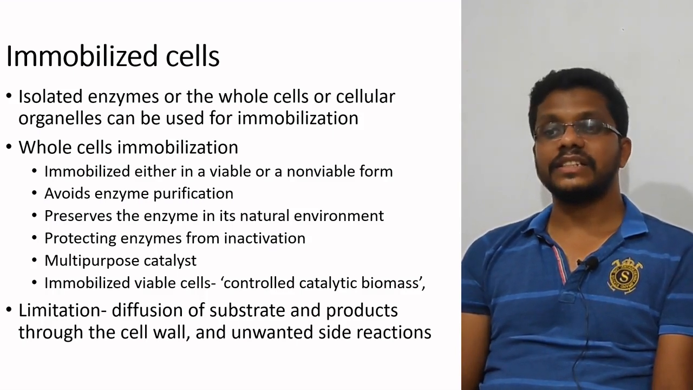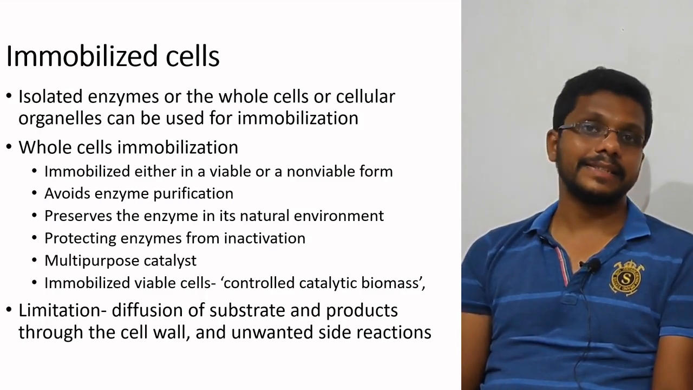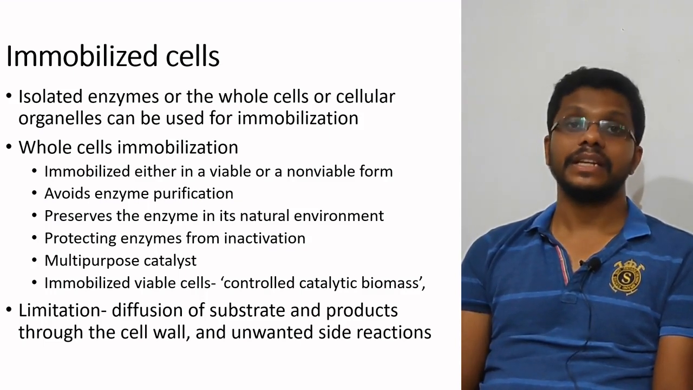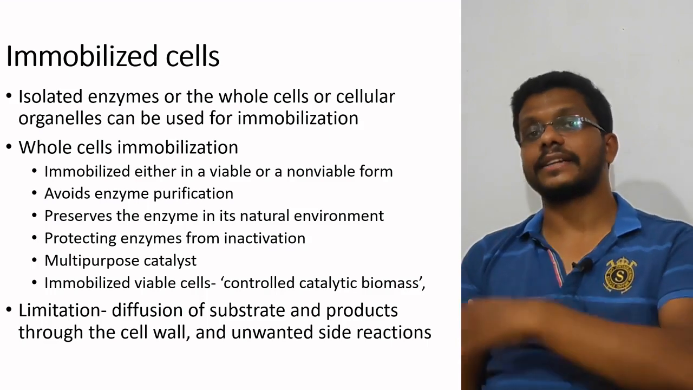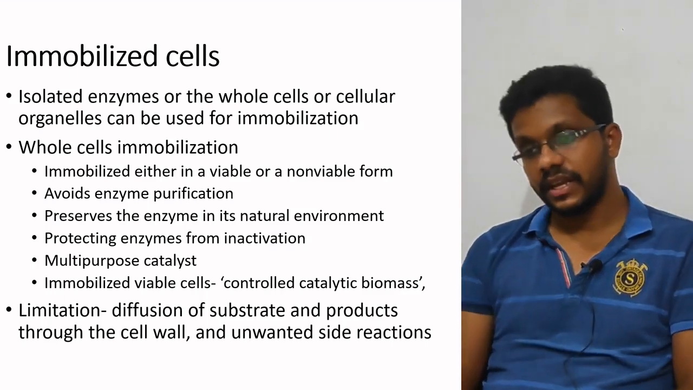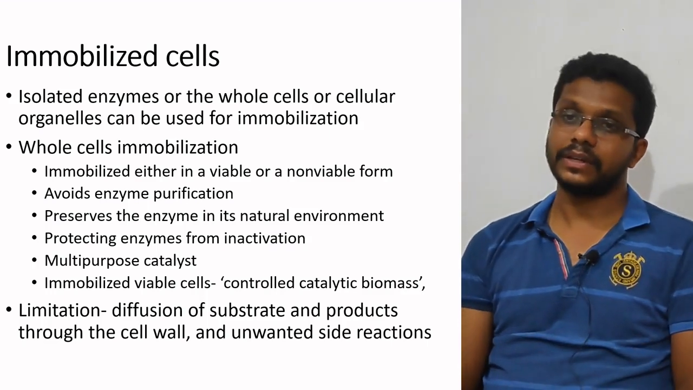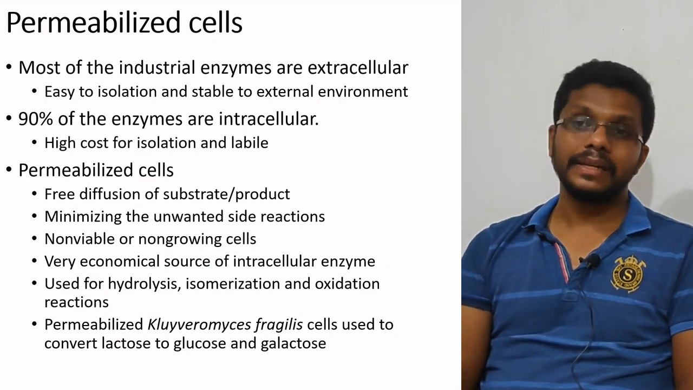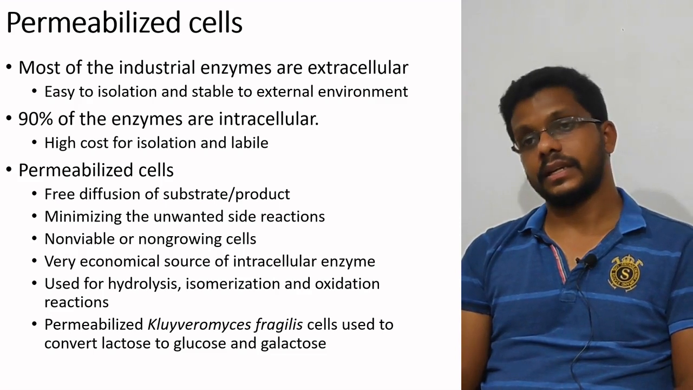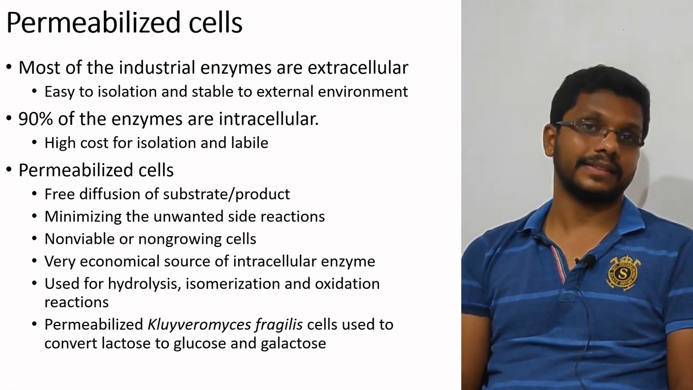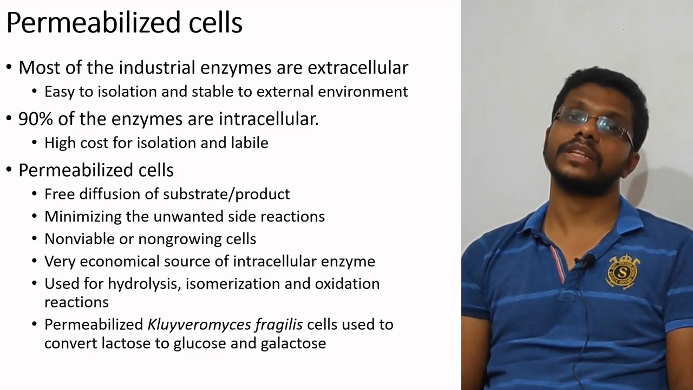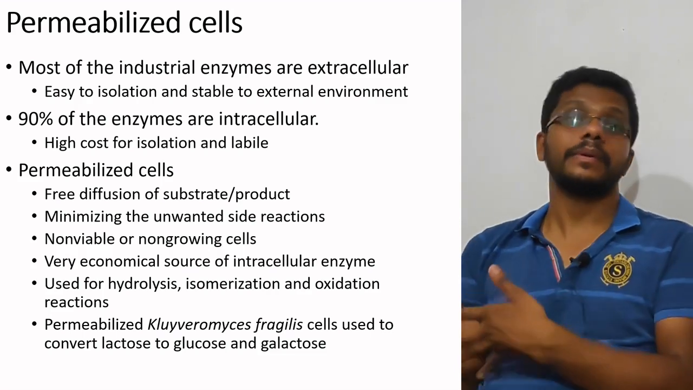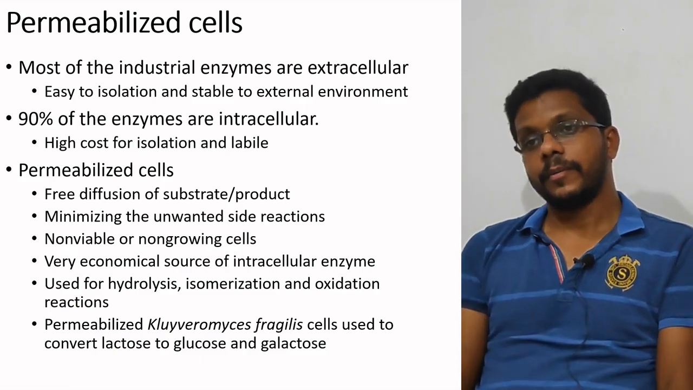Another disadvantage is unwanted side reactions. As the cell has different types of enzymes, it may convert the reactants into some other side products and byproducts. So that's also a limitation of the immobilized cell. The permeability limitation can be overcome by permeabilized cells. Instead of using the living cells or the dead cell, we are using permeabilized cells. These cells have more permeability to the reactants and products.